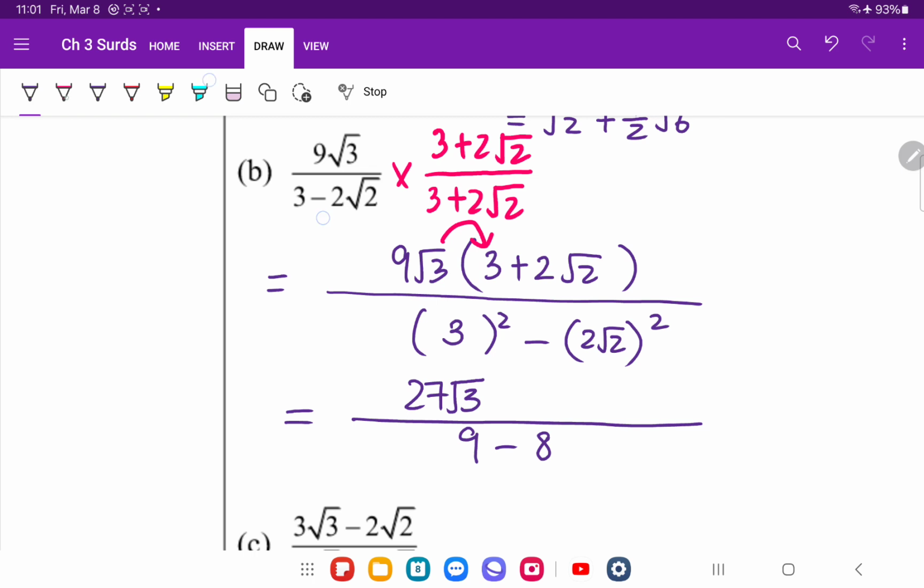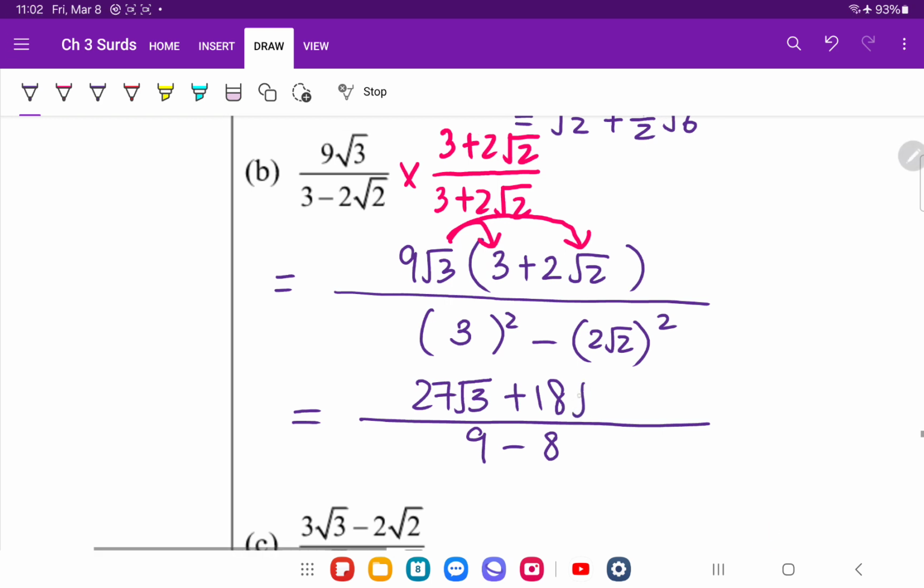Now the next rainbow, 9 square root 3 times 2 square root 2. Okay, number go with number. What is 9 times 2? 18. So you write a positive 18. But what is root 3 times root 2? The two surds come together. Using the property square root A times square root B equals square root A times B. This is law 1. What is the result? Square root 6.